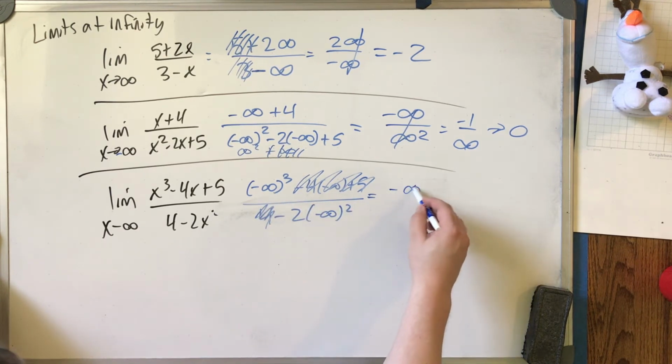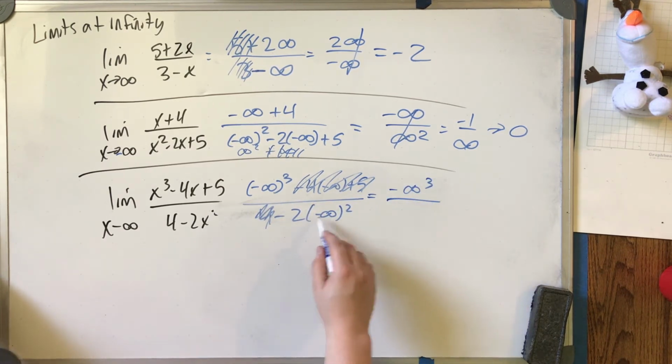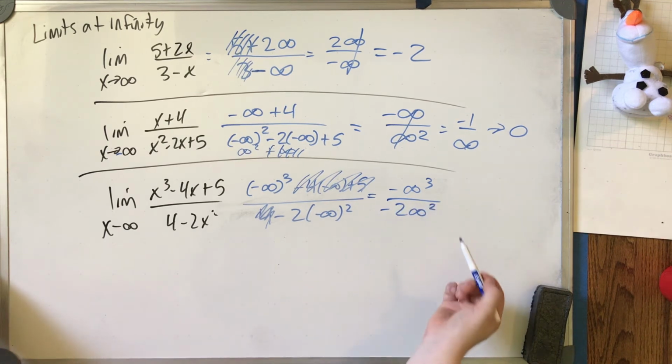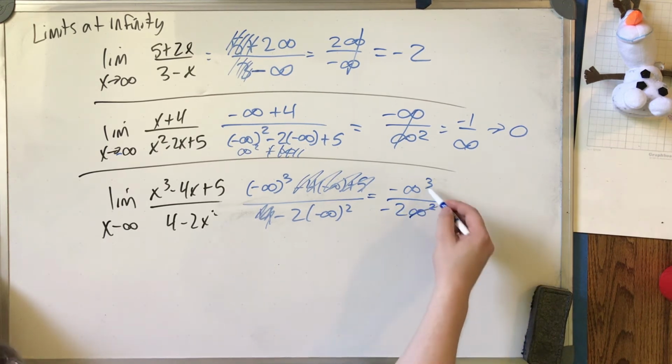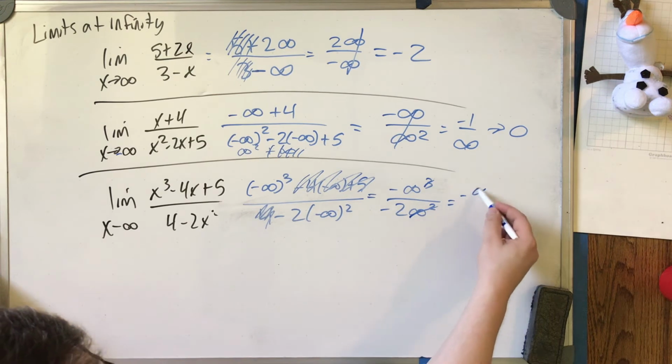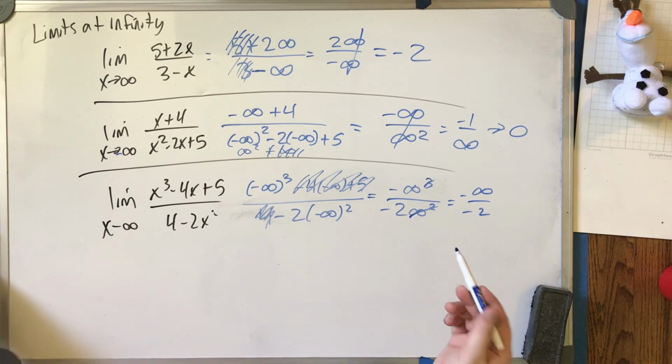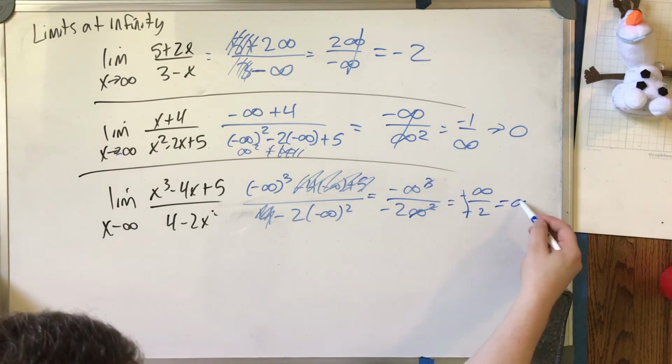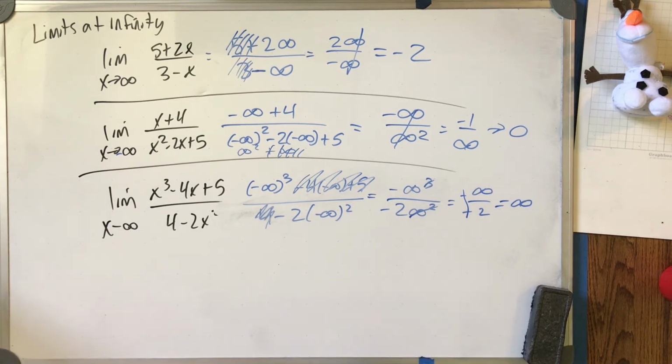So I have a negative infinity to the third over a negative 2 infinity squared. So the infinity squared is going to cancel out with all of those. So I'll have negative infinity over negative 2. And the negative signs cancel. And half of infinity is totally just infinity, which is crazy, but that's what happens.